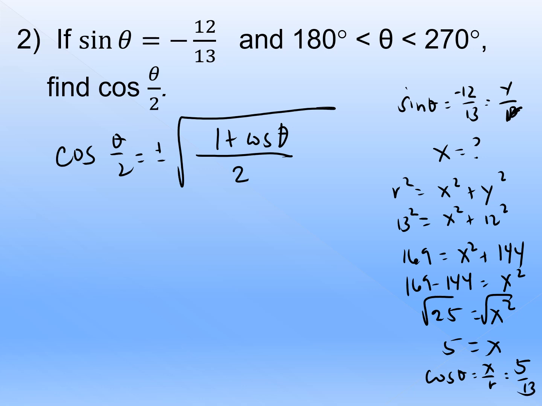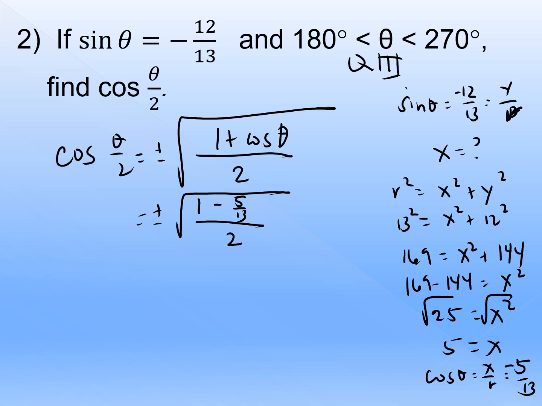But since our theta falls in quadrant 3, why is it in quadrant 3? Because theta is greater than 180 but less than 270. Since in quadrant 3, the only positive are tangent and cotangent, therefore, the sign for cosine is negative. So let's now substitute the value of cos theta in our given formula. So we have positive, negative, square root of (1 minus 5/13) all over 2. Why is it minus? Because we have plus and the sign of cosine is negative. So therefore, it will be minus.